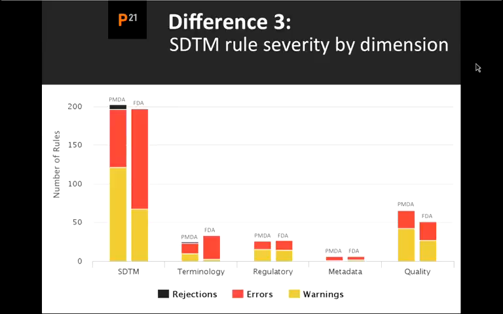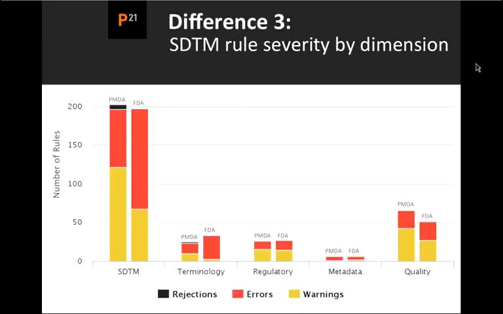So if you look at the breakdown here, you're going to notice that the biggest differences in severity is in the SDTM compliance and in terminology. The other 3 categories are pretty much, when it comes to number of errors, the same. So what's so special about SDTM compliance and terminology? And there's a simple explanation.